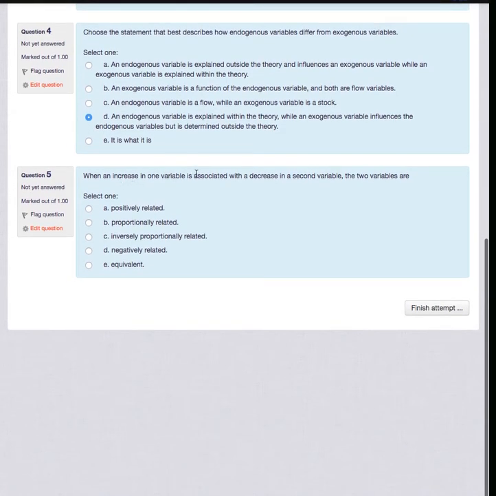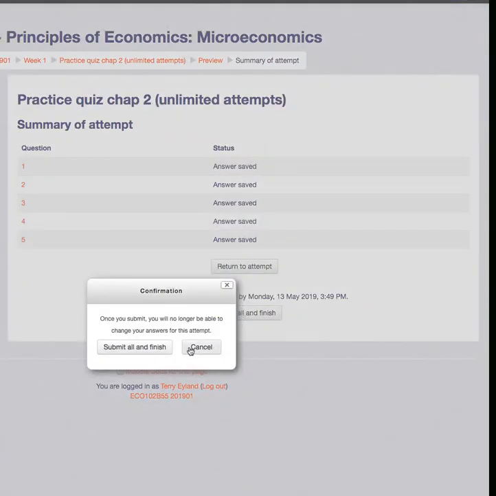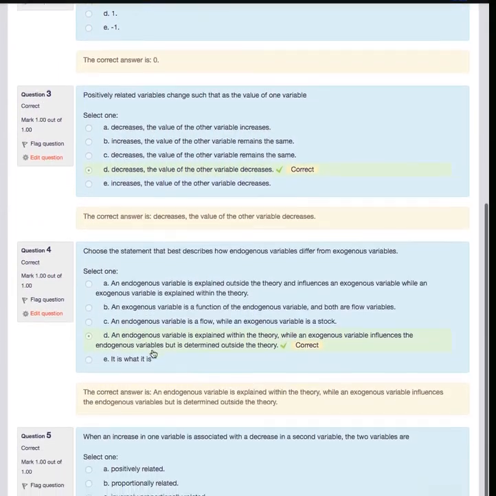When an increase in one variable is associated with an increase in the second variable, the two variables are positively related. They're not necessarily proportionally related. Inversely, they would be negatively related: as one goes up, the other one goes down. They have this negative relationship. And those are the right answers for this.